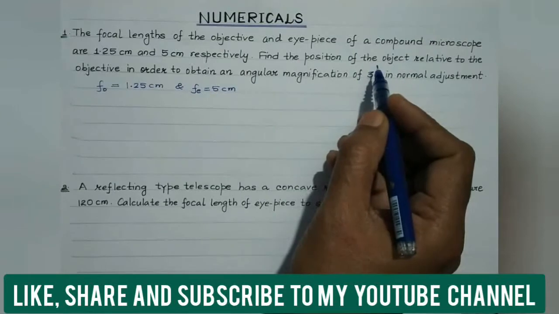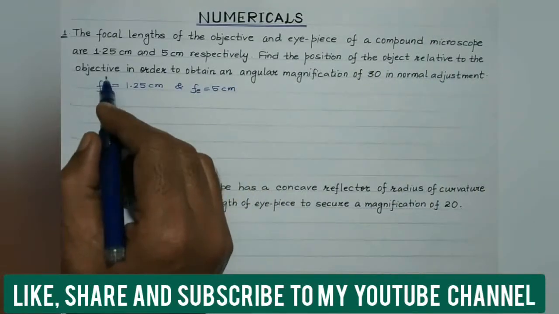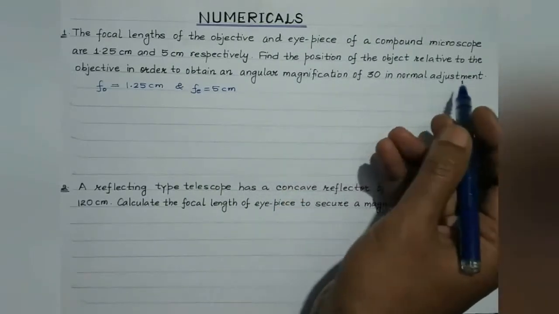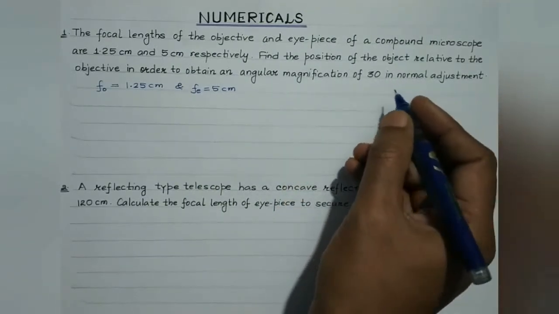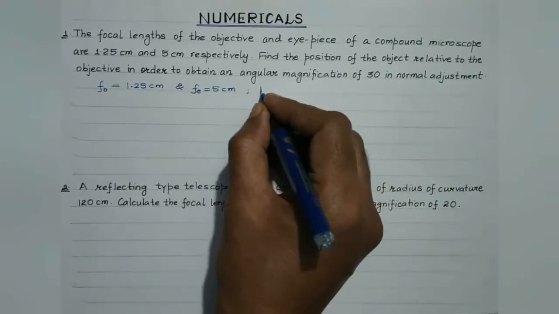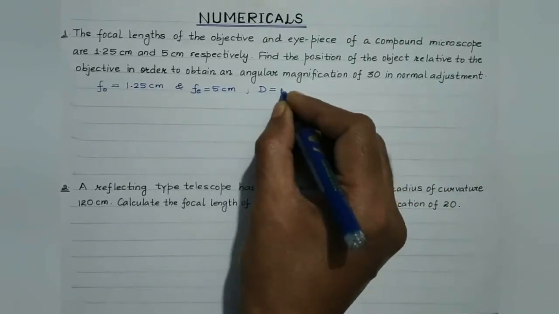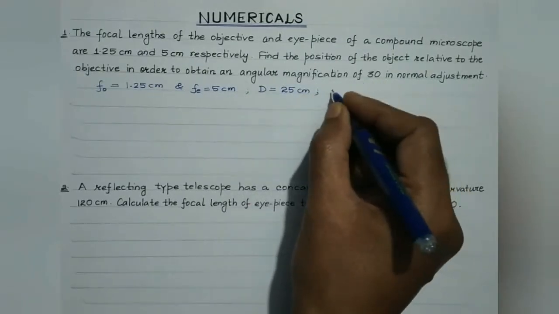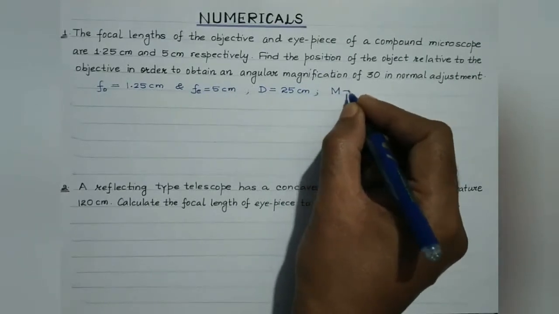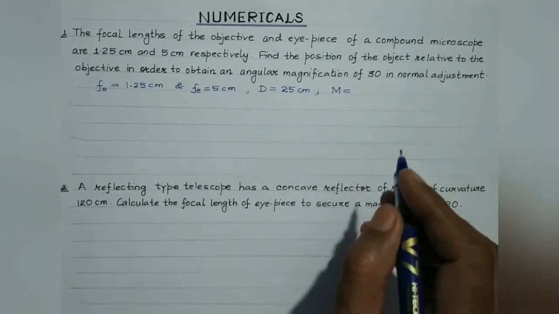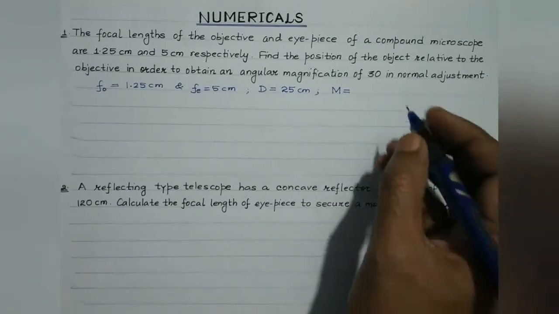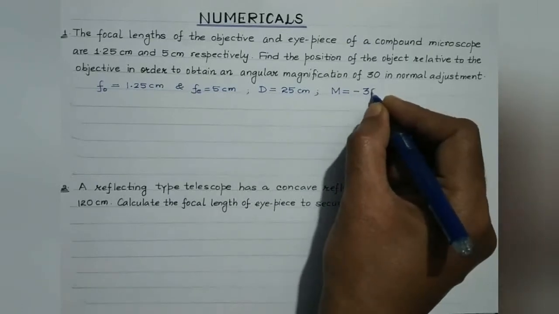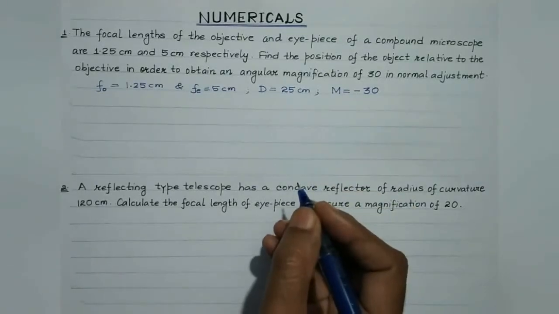We are supposed to find out the position of the object relative to the objective in order to obtain an angular magnification of 30 in normal adjustment, right? So basically, the image is to be formed at LDDV, that is 25 centimeter. And the angular magnification is given to be 30. Now students, we are aware in the case of a compound microscope, the final image so obtained is inverted. So using sign convention, M should be given by minus 30. Right? Magnifying power is negative.